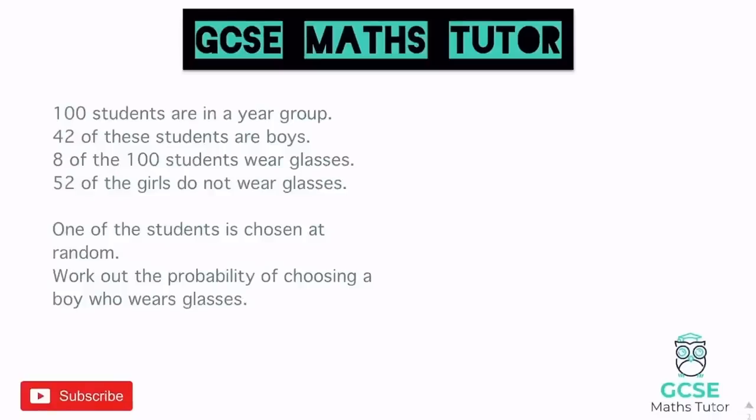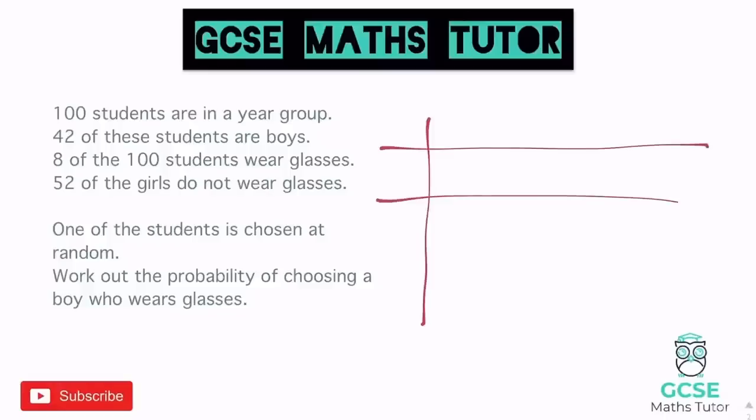Okay, so we've got a lot of information here. 100 students are in a year group, and then we've got some information about whether they wear or do not wear glasses. And it wants us to work out the probability of choosing a boy who wears glasses. Now, when you've got a lot of information like this, I like to organise it in a two-way table. So I'm going to put this all into a two-way table. Again, you could use a frequency tree, but I'm just going to opt for using a two-way table.